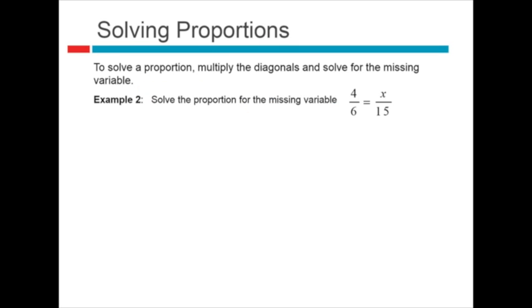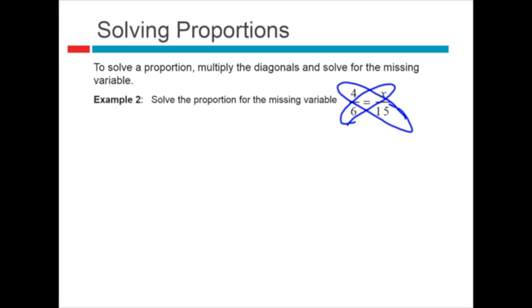Alright, so now let's talk about how to solve a proportion in an example like this, where we have one part of it missing. In order to solve a proportion, what we're going to do is multiply the diagonals and solve for the missing variable. So here we have a proportion, 4/6 equals x/15. And we're going to try to find out what that missing variable x is.